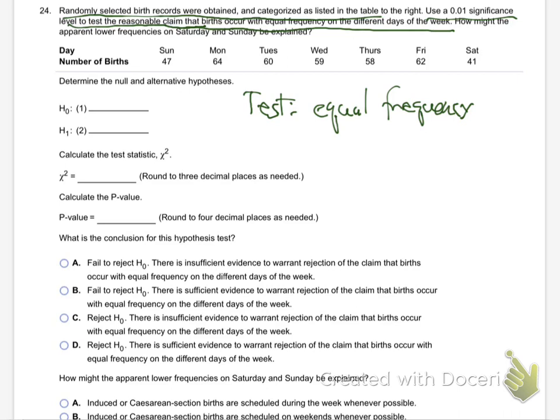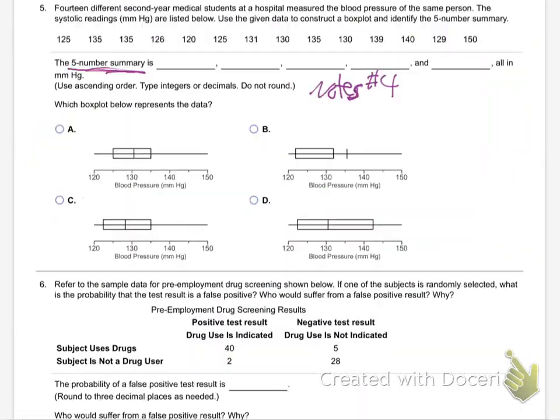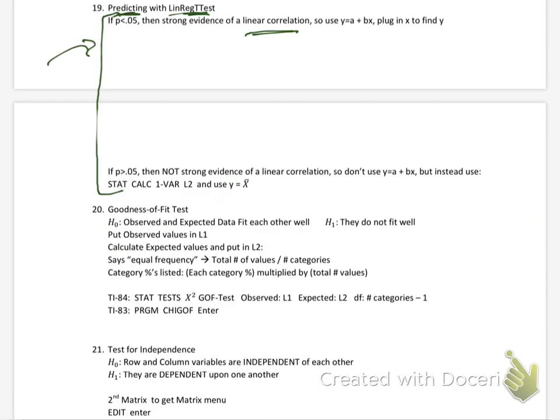That's tricky. Let's go back and look at ours. This is kind of a harder one to identify. They're giving us this big old list. Like, what are we supposed to do with that? Let's go back. See the words right here? It's hard to see them. So equal frequency. It's number 20. It's a goodness of fit test.